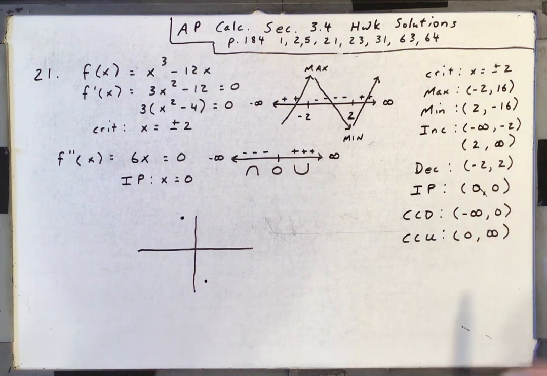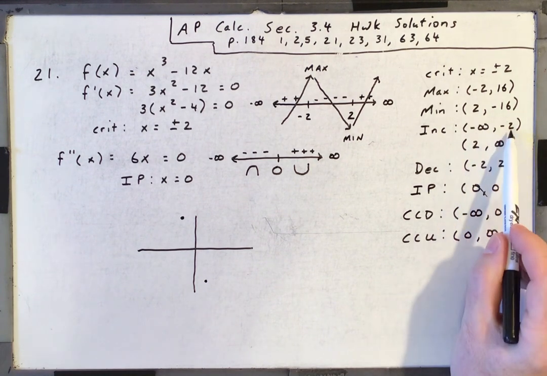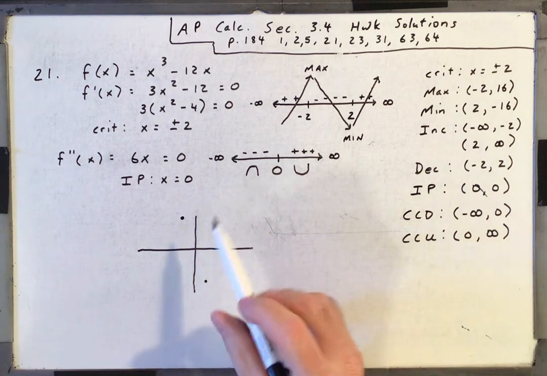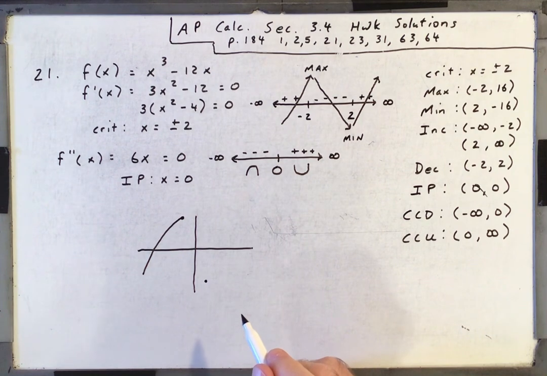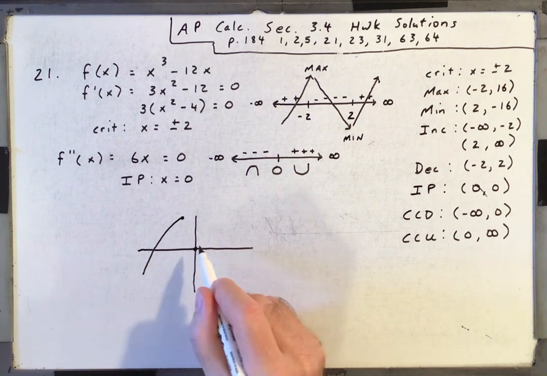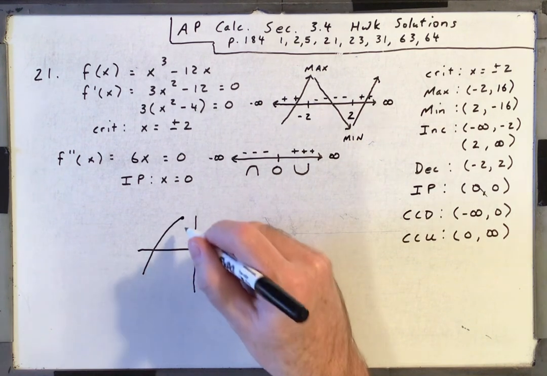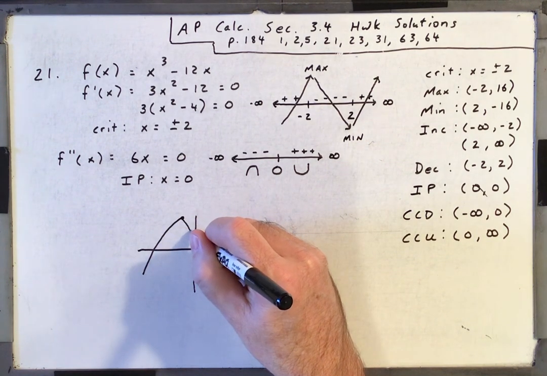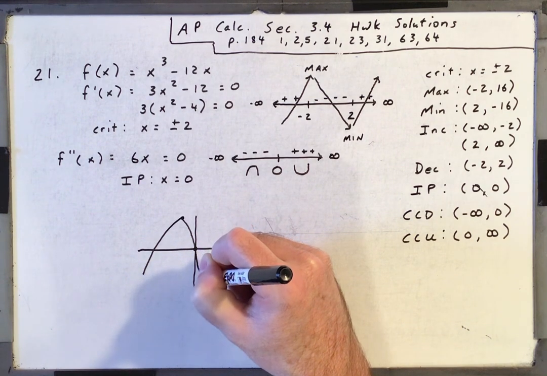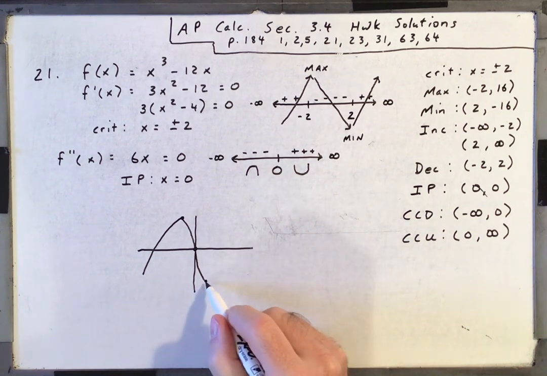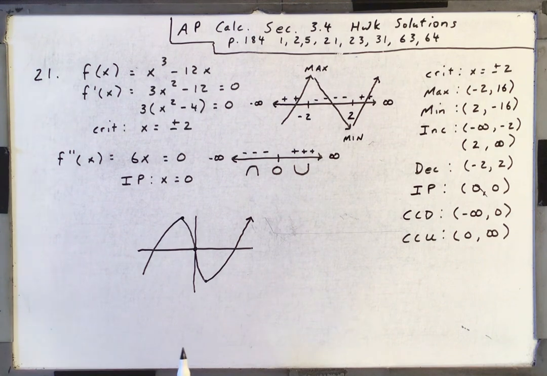We're increasing from negative infinity to negative 2, but we are concave down. So something like that. We have an inflection point at 0, 0. We start decreasing from negative 2 to 2, so it's still concave down, but then we make a switch right there to more of a concave up. And then we start increasing after that. So a rough sketch of the graph.